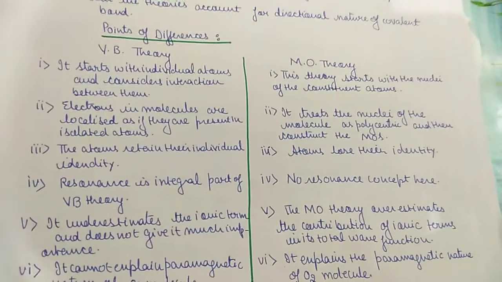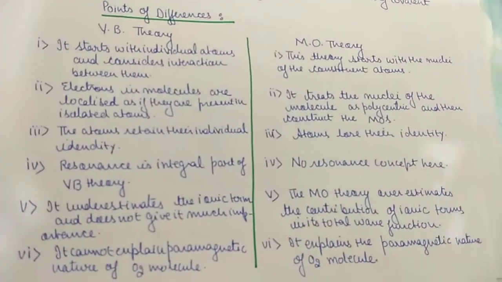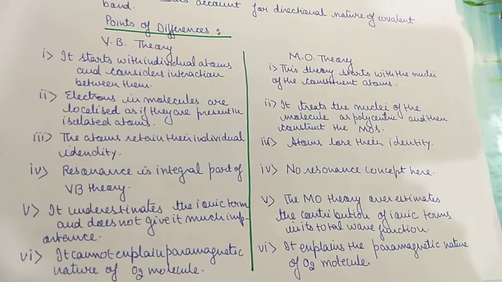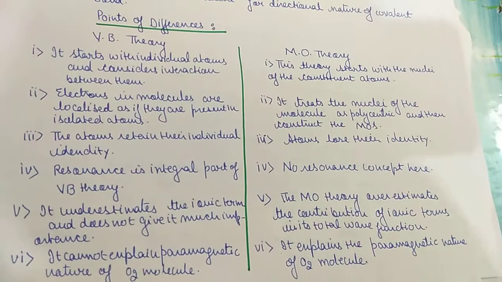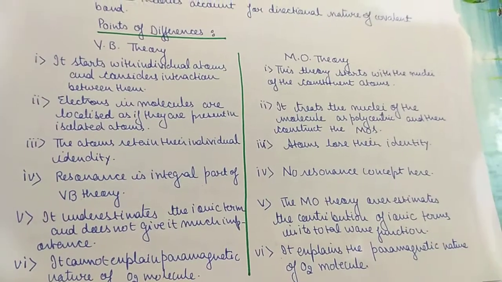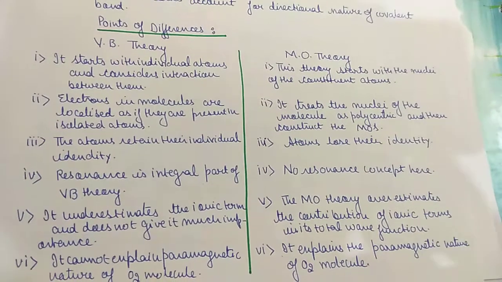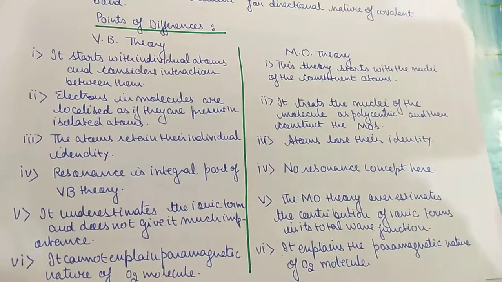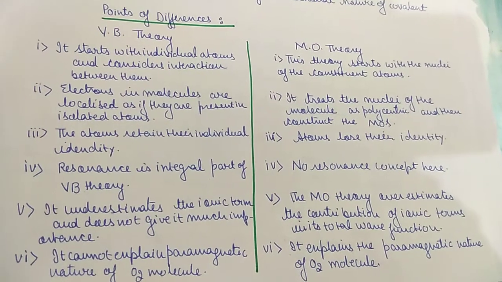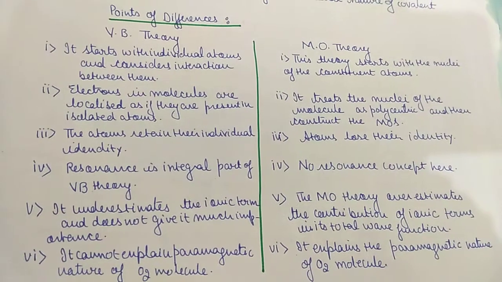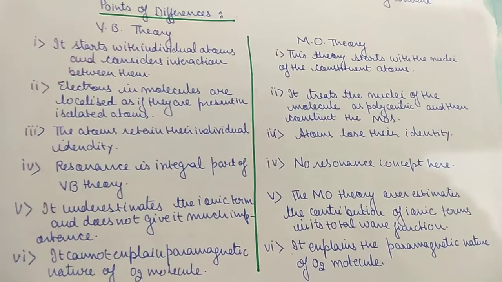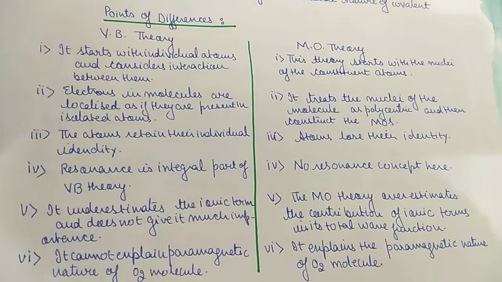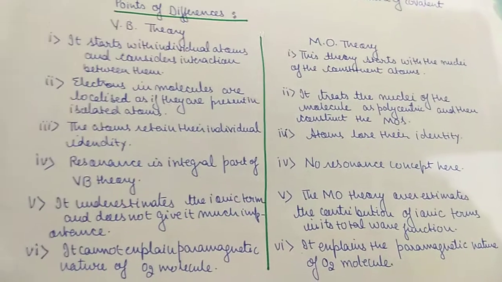Then next we have the main points of difference between these two theories. Valence bond theory starts with individual atoms and considers interaction between them. And molecular orbital theory starts with the nuclei of constituent atoms. In valence bond theory, the electrons retain their identity, while in molecular orbital theory, the electrons lose their identity. That is the main point.